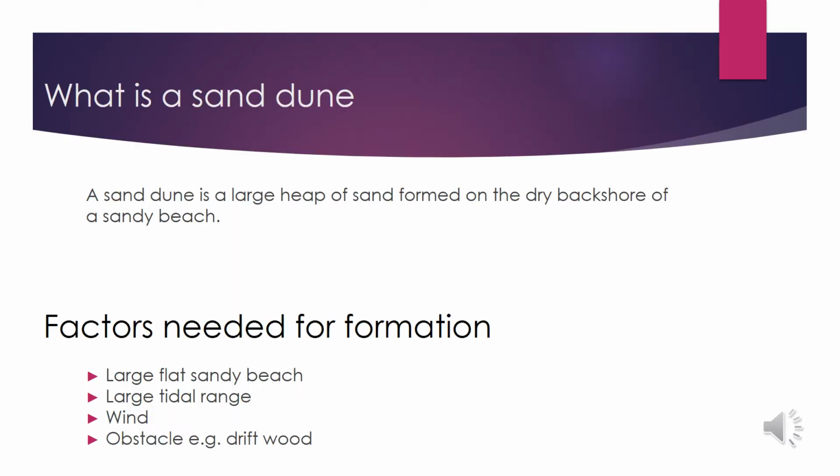Okay, sand dunes are large heaps of sand formed on the dry backshore of a sandy beach. There are a number of factors needed to create sand dunes. The first one is that you need a large sandy beach. They also need a large tidal range, so there is time for the sand to dry. There needs to be wind to move the sand back up the beach, and there needs to be an obstacle such as driftwood or seaweed for the sand dune to form against.